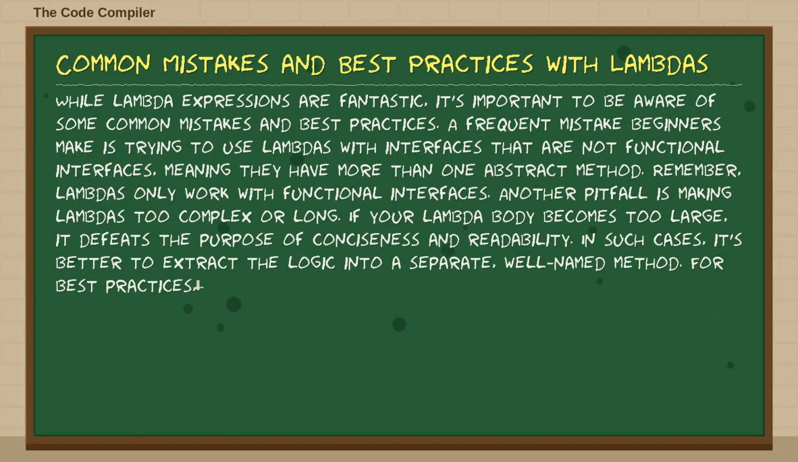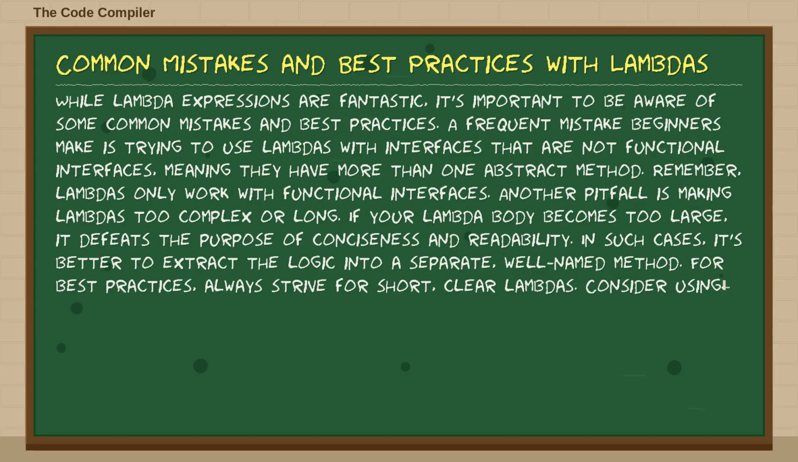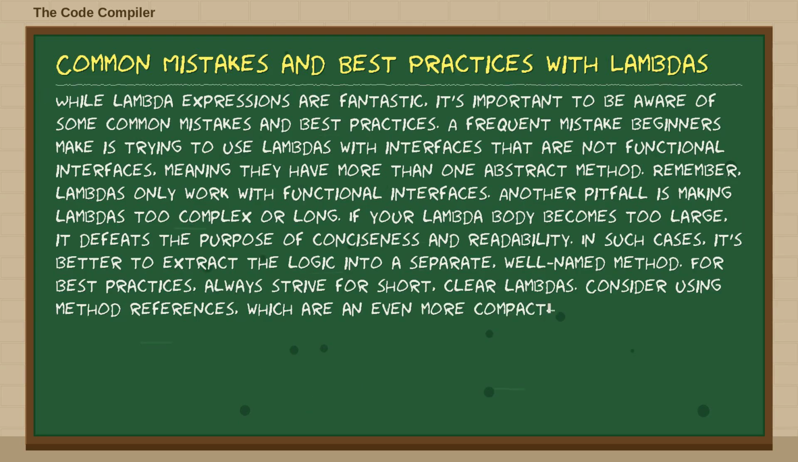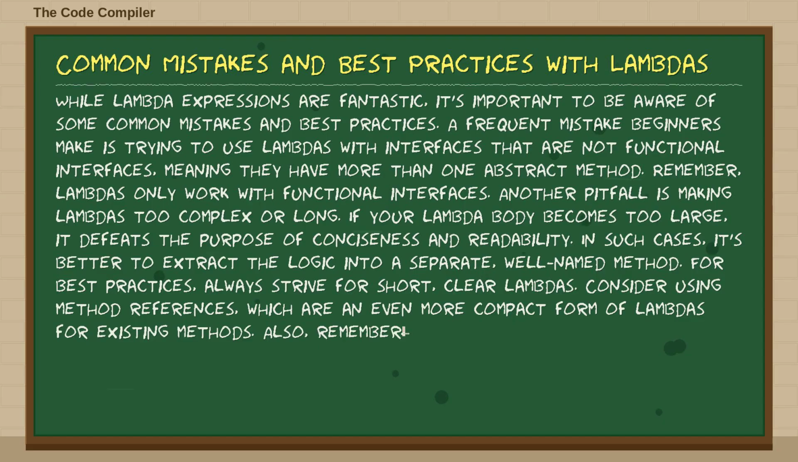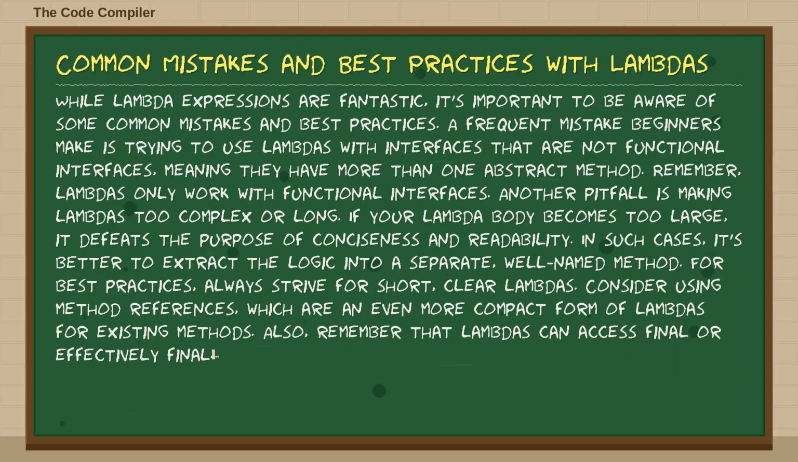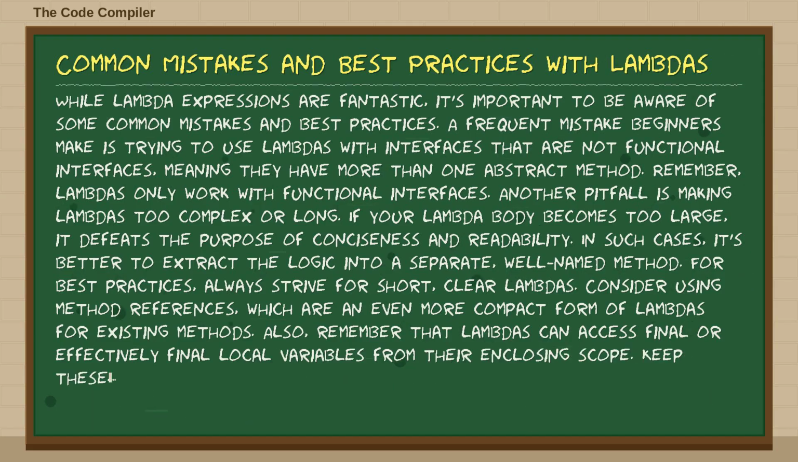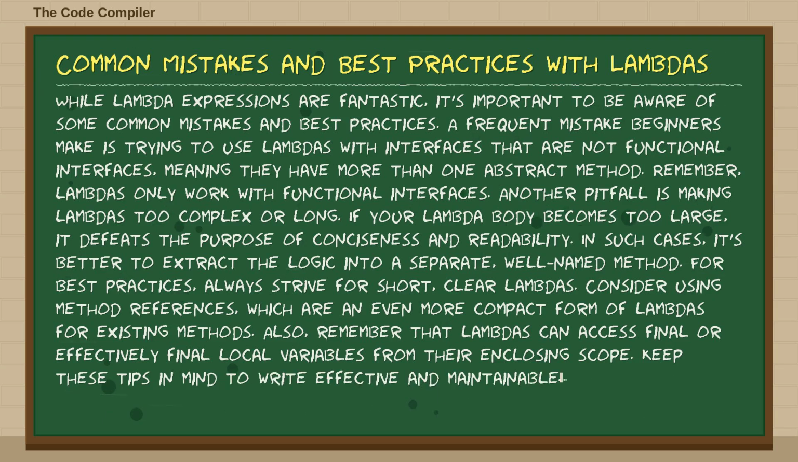For best practices, always strive for short, clear lambdas. Consider using method references, which are an even more compact form of lambdas for existing methods. Also, remember that lambdas can access final or effectively final local variables from their enclosing scope. Keep these tips in mind to write effective and maintainable lambda code.